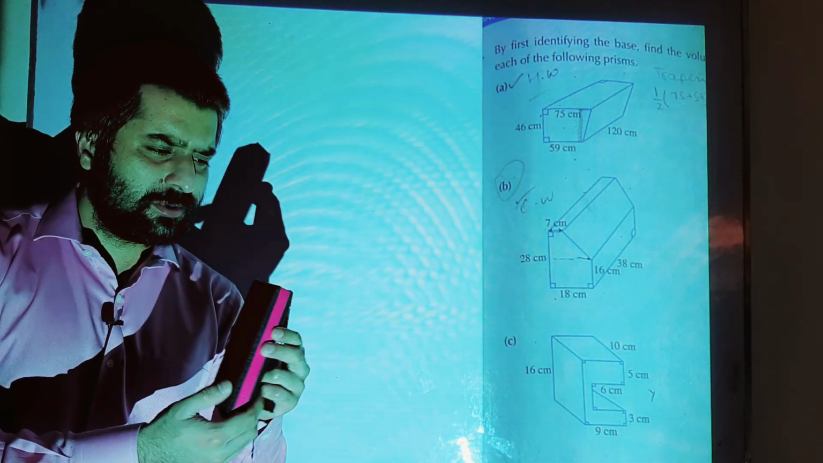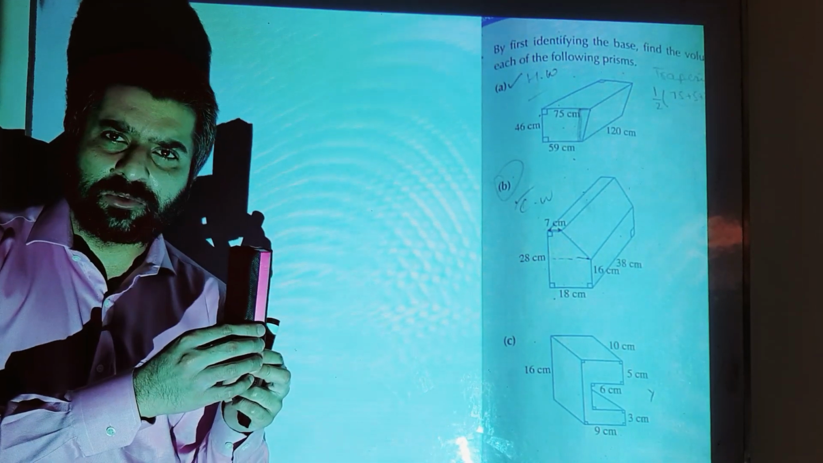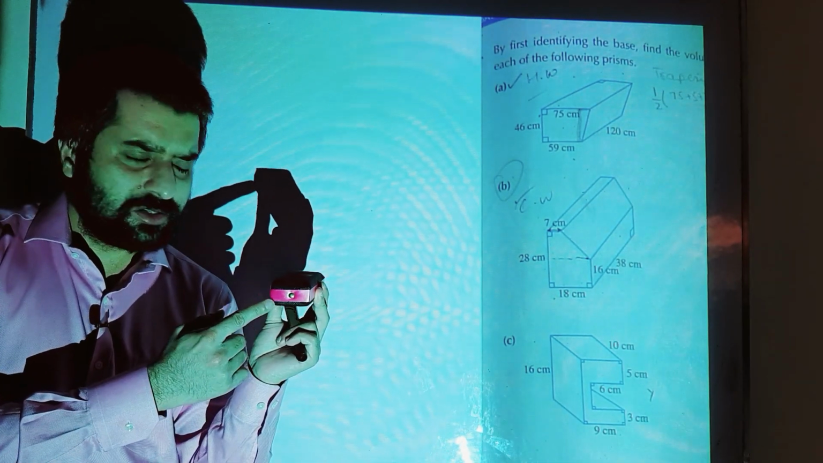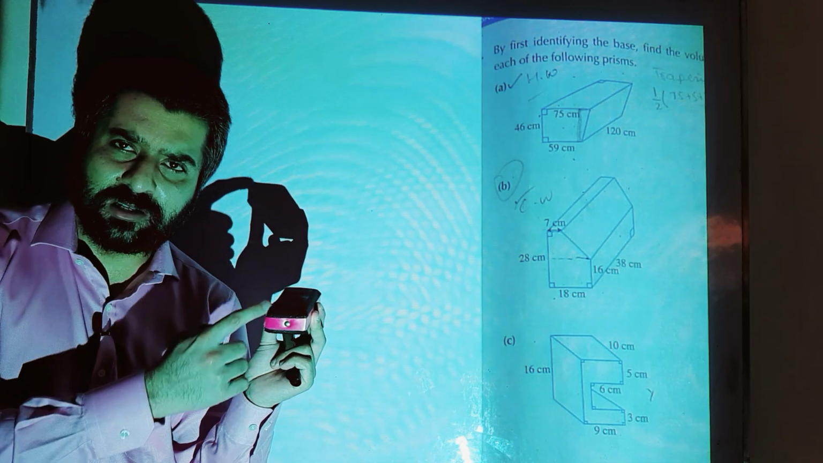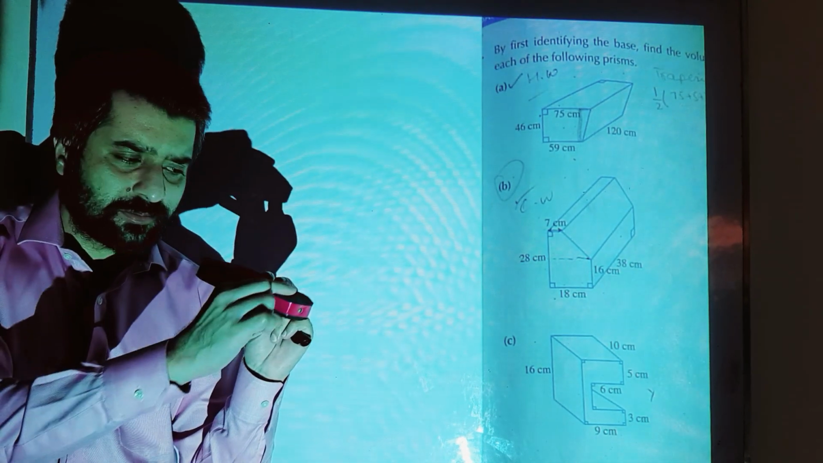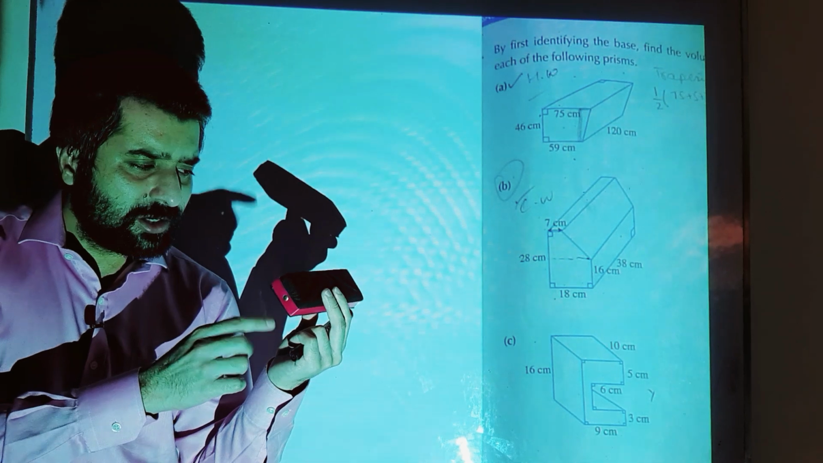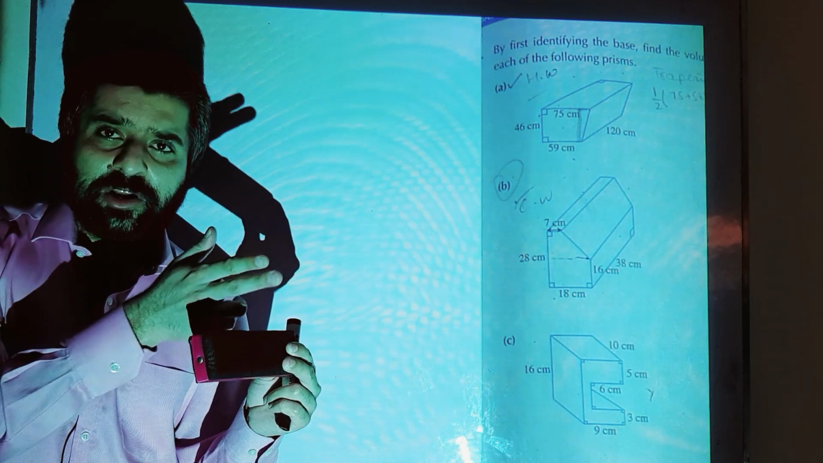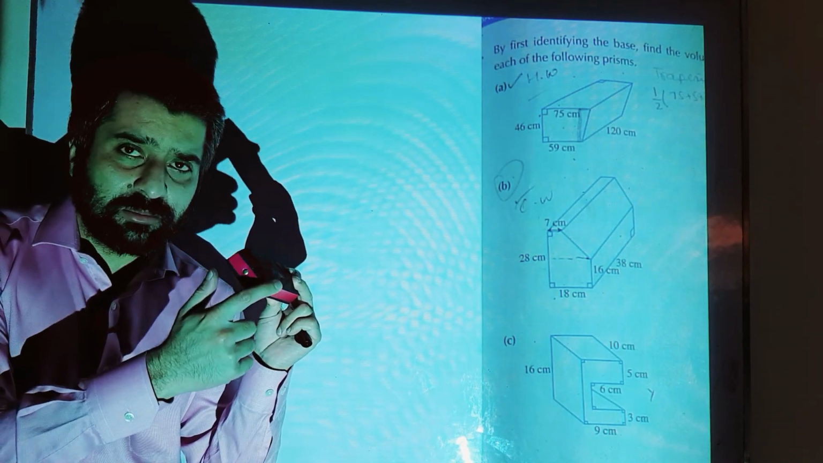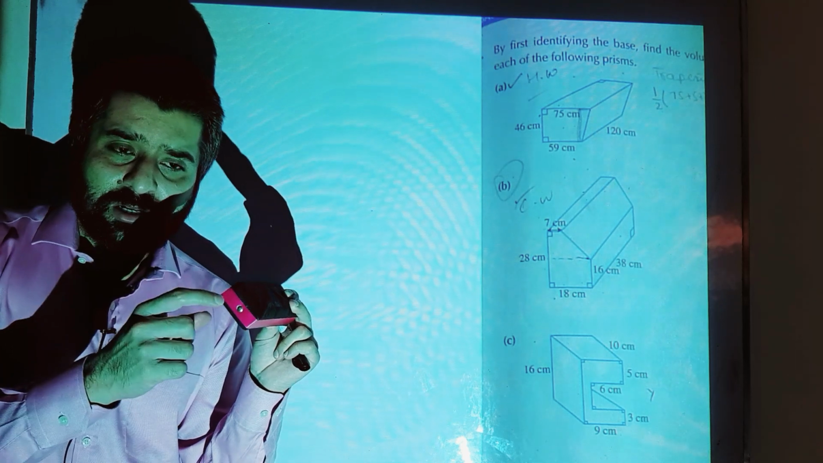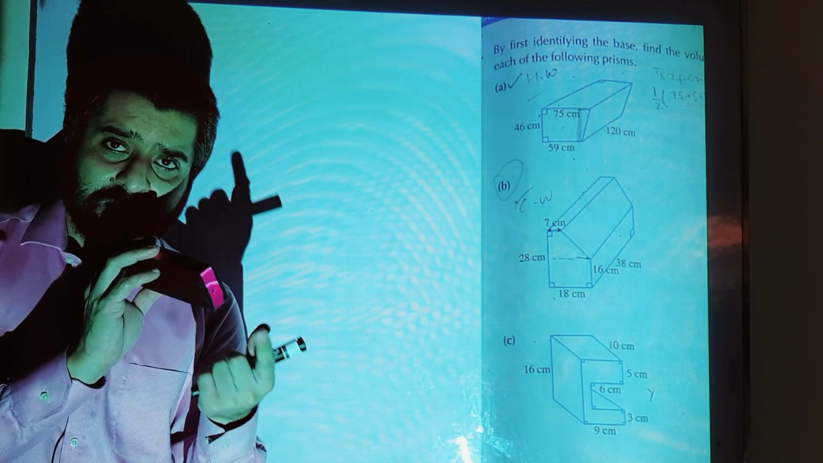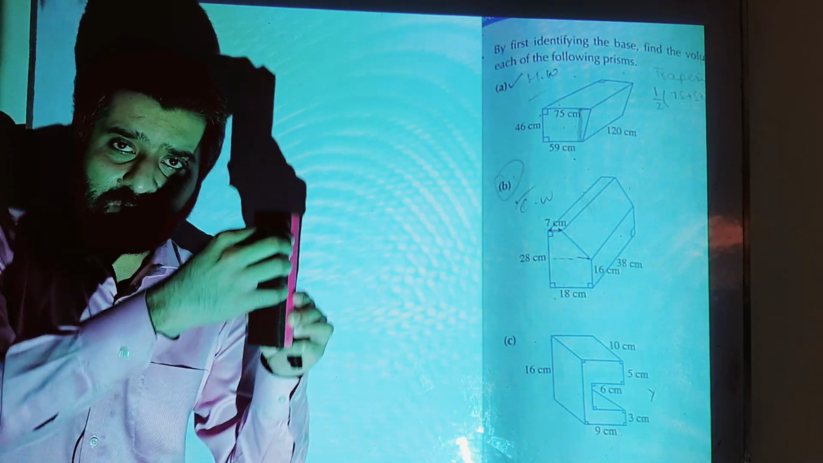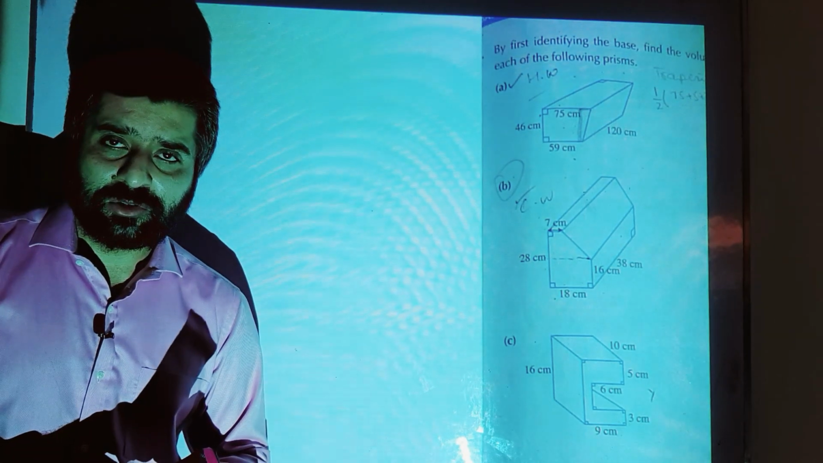This duster has a uniform cross section throughout its length. This shape, which is a rectangle, is traveling all along the length. If you cut it anywhere in the middle or anywhere else, you will find the same rectangle. It is at the front, it is at the back, it is in the middle. So the same cross section is traveling all along the length. That is a prism.